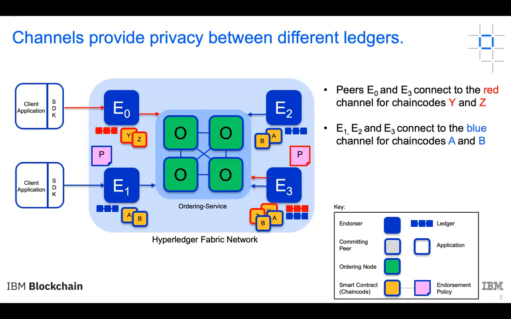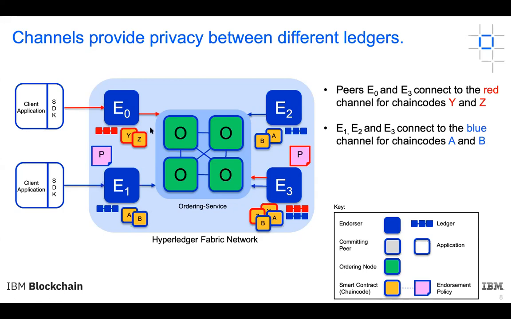So just here is an example where we use channels. We have one network here in blue, in the light blue box. And on that network, we have 4 peers, right? We have endorser 0, 1, 2, and 3. So we have 4 different peers here.